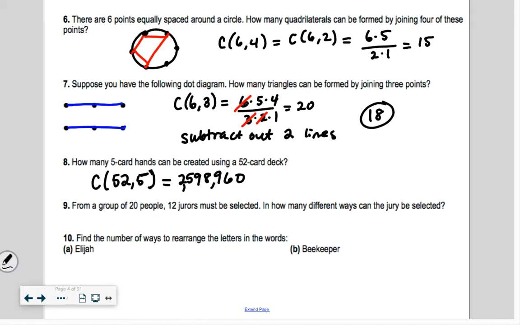All right, so from a group of 20 people, 12 jurors must be selected. How many different ways can the jury be selected? Does the order matter? No. So it's going to be 20 choose 12, right? Again, another one I would probably just do on the calculator. 125,970.